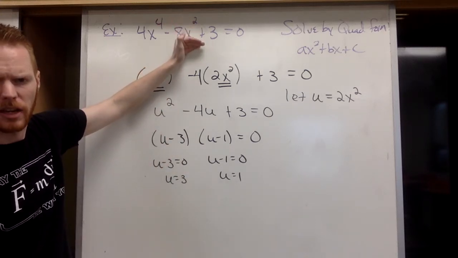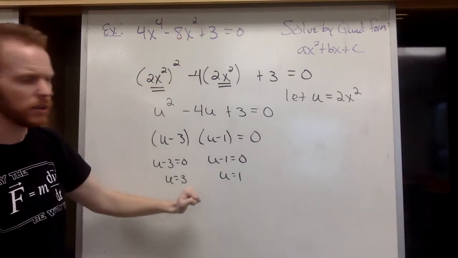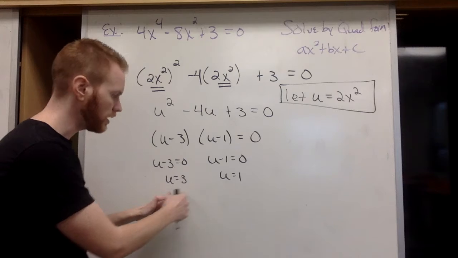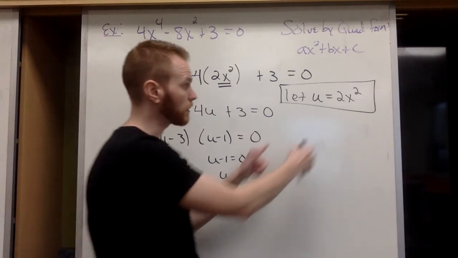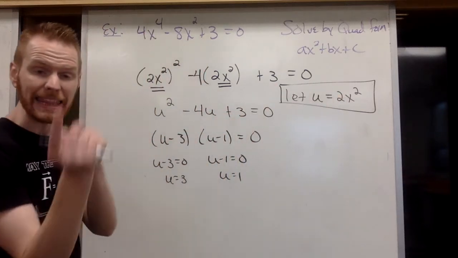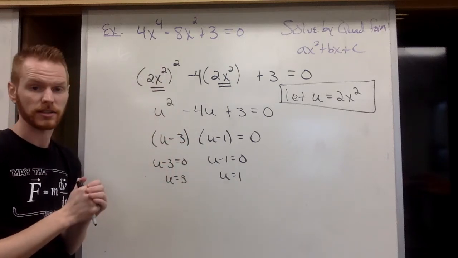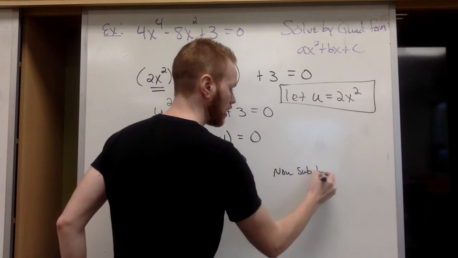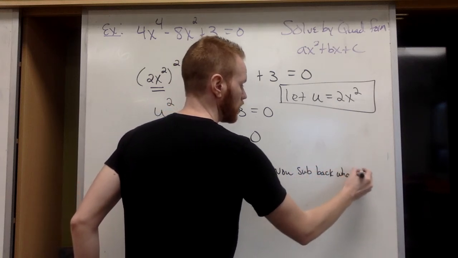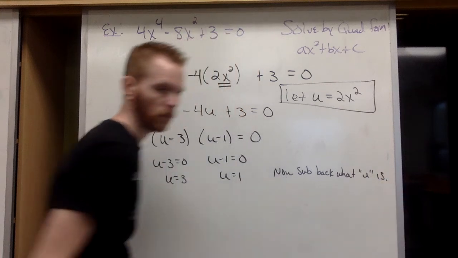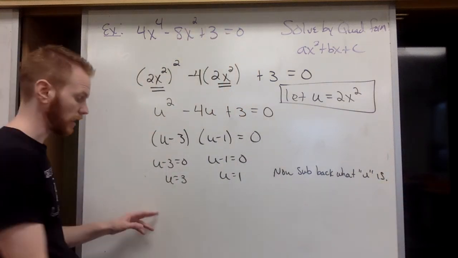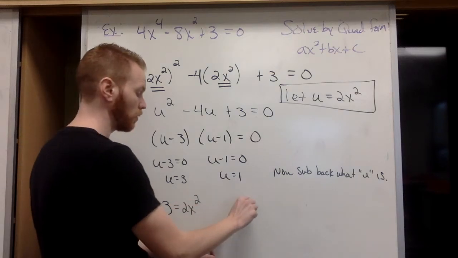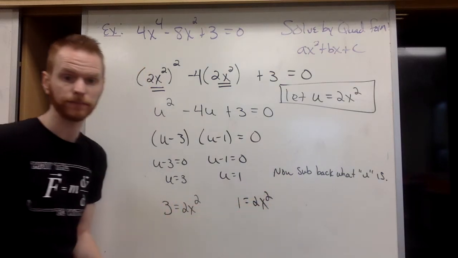This has x's. Now, what was x, again, originally to this guy? Well, look what we substituted. These solutions, I'm going to plug into this substitution, and that will allow me to figure out what the solutions are to this guy. Okay? So now, we're going to sub back what u is. Okay? So let's go ahead and do that. So for this guy, we get 3 equals 2x squared. Then over here, we get 1 equals 2x squared.